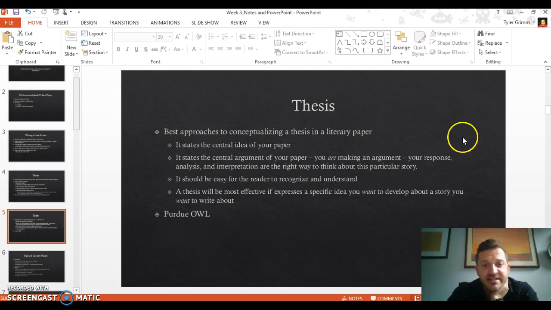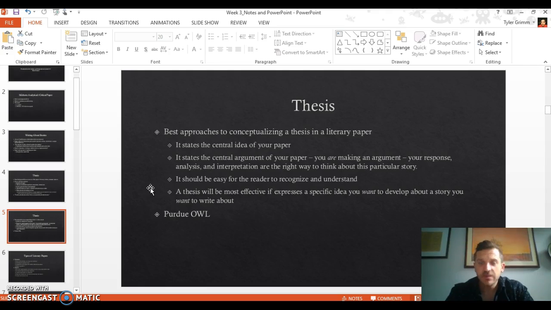So, best approaches to conceptualizing a thesis in a literary paper. One of the upcoming video lectures is going to elaborate on this a little bit more, but it states the central idea, obviously. It states the central argument. What is important to understand is that at this point in your college career, I'm sure you've written research papers that are purely informational. You're just dumping information onto a piece of paper for the reader. But then there's also argumentative writing, which I'm sure you've also done. This is going to have both components. Most good research papers do have both components.